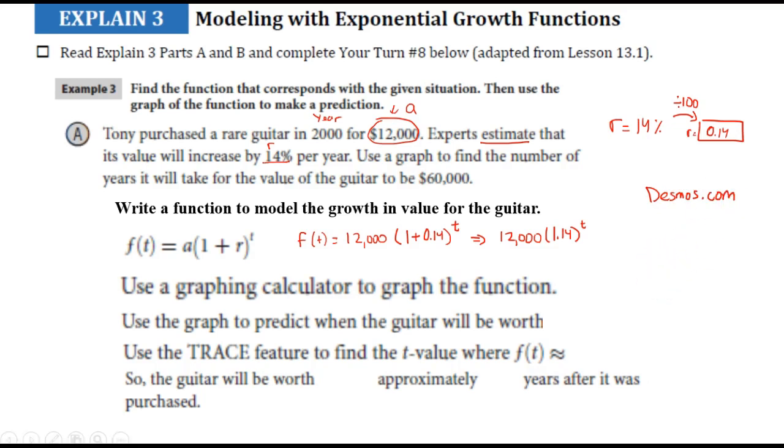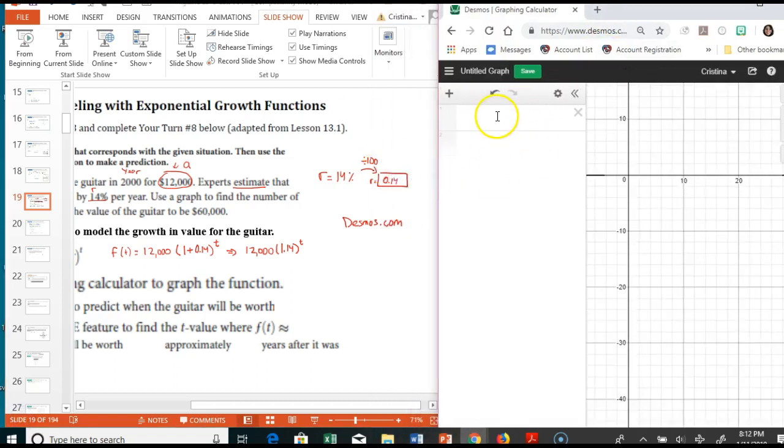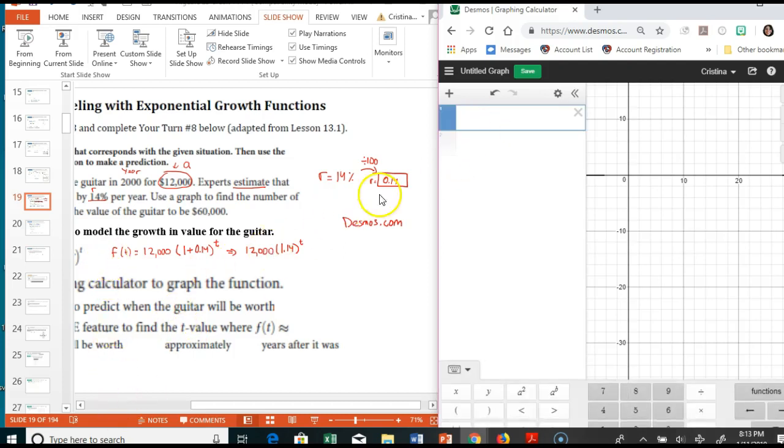Okay, so I'm going to do that right now. I'm going to open up a web browser side by side so you can see how I input these values into our graphing calculator. The first thing I'm going to write in, instead of f of t, is the letter y equals $12,000.